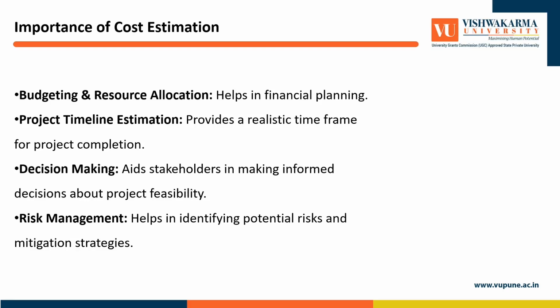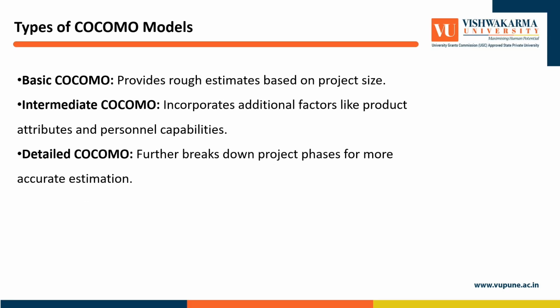Types of Cocomo models. An overview. Cocomo comes in three main levels, each offering a different depth of estimation. First, we have basic Cocomo, the simplest model, then intermediate Cocomo, which adds more cost factors, and finally, detailed Cocomo, which goes deep into each phase of development. Each level increases in complexity and accuracy, so the choice depends on project needs and available data.